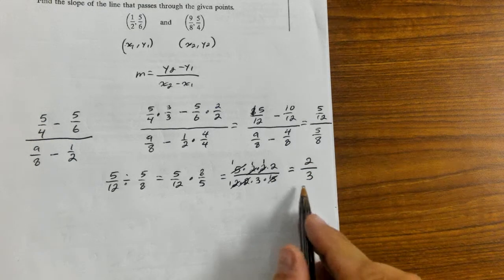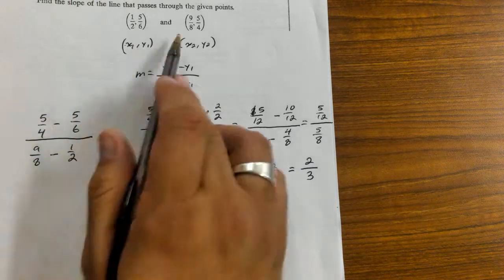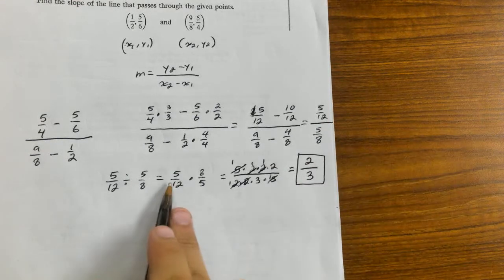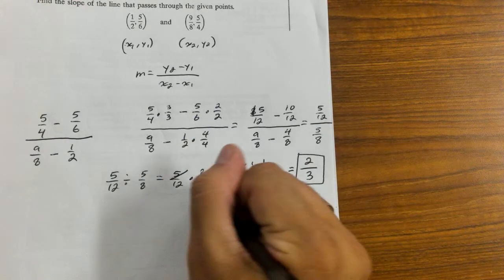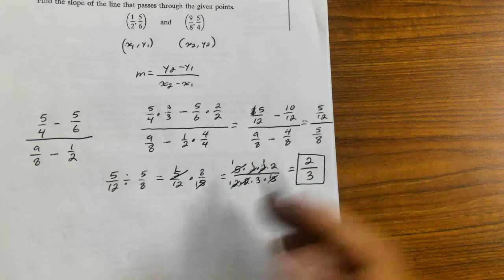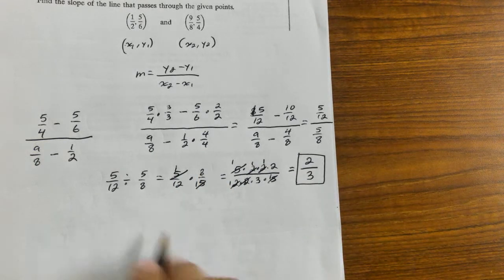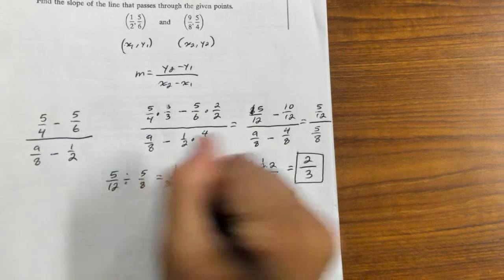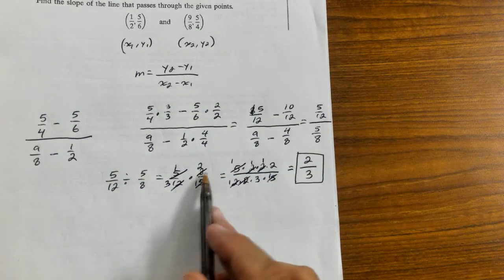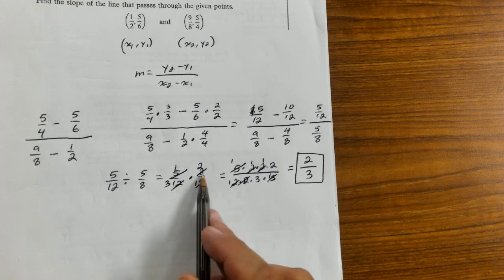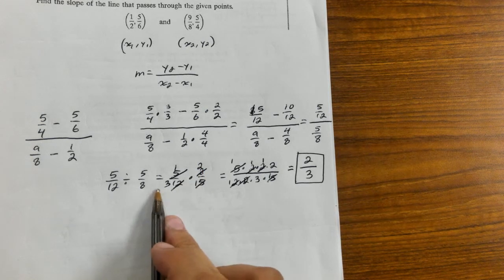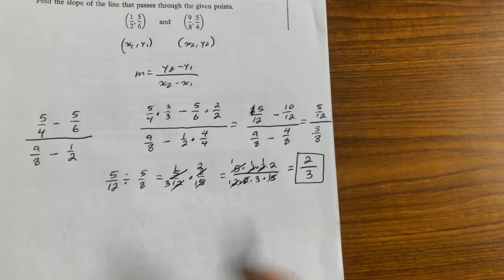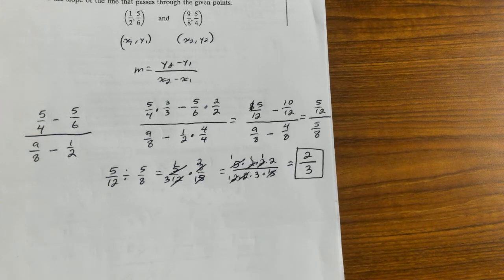So this is actually the slope of the line that passes through these 2 points. We could have also simplified over here. 5 divided by 5 simplifies to 1 over 1, and 8 divided by 12 simplifies to 2 over 3. The greatest common factor between these is 4. 8 divided by 4 is 2. 12 divided by 4 is 3. And this is what simplifies. 1 times 2 gives us 2. 3 times 1 gives us 3. So that's how you would do it using method number 1.